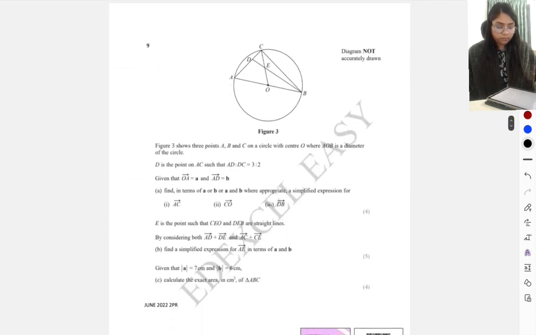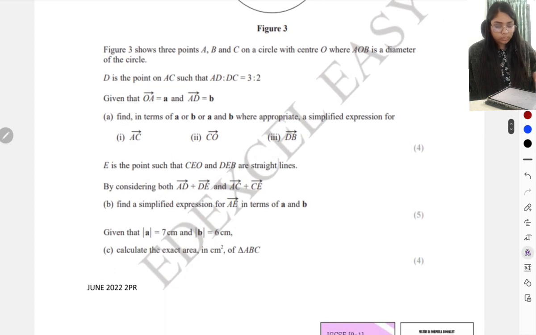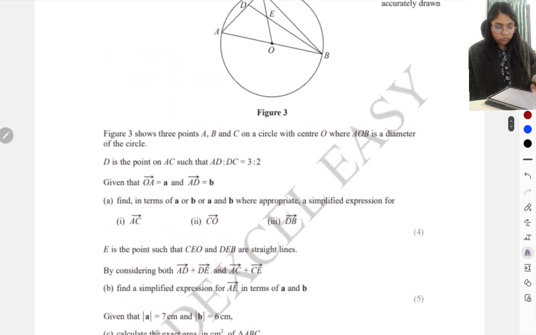Okay, so this one, it looks a little bit tricky, right? Because you have this circle inside a triangle. Sorry, a triangle inside a circle. So we'll start question 9. This is again from June 22, paper 2R.